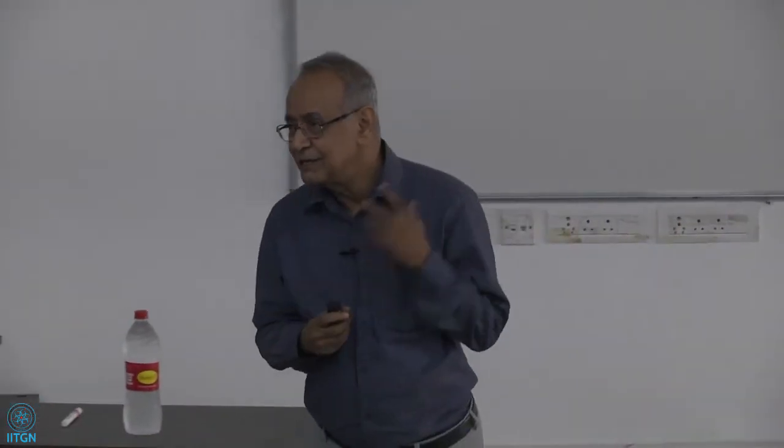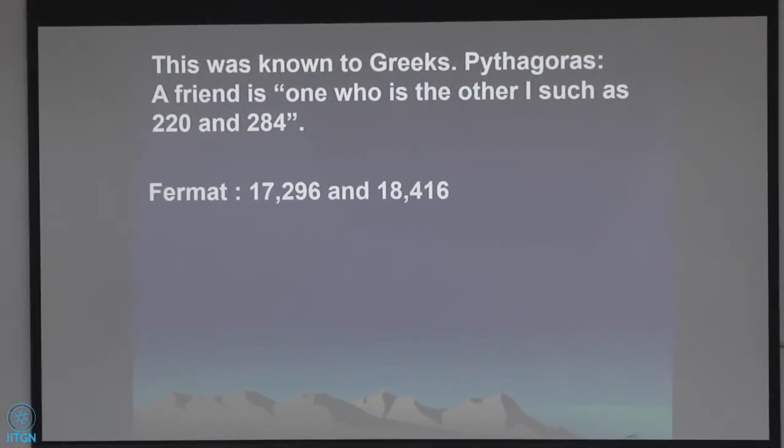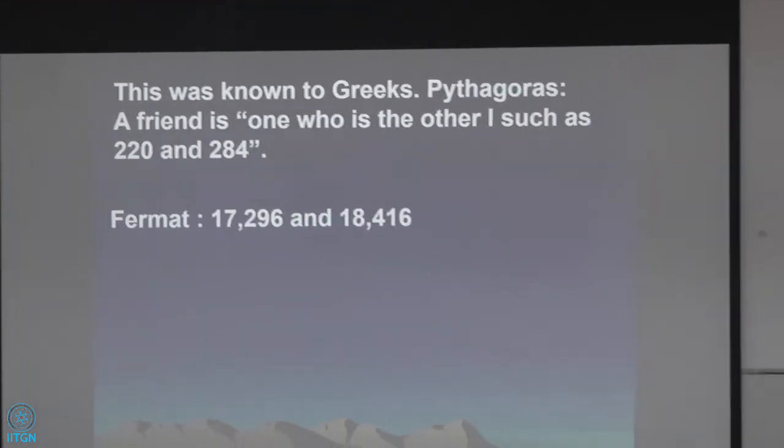Then there was an Arab mathematician, Thabit ibn Qurra, who even gave a formula for generating such friendly numbers. But there is some trial and error, not that from the formula you can go on generating. You have to go through a lot of trial and error. This was not known to the Europeans. So, Fermat, in the 1630s, gave 2 more friendly numbers. And that was a great achievement.